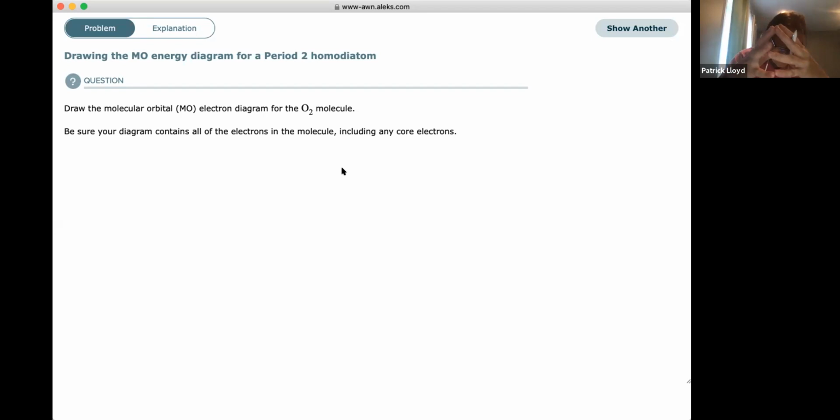So draw the MO energy diagram for period 2 homodiatom. Same problem. We're going to do it for the O2 molecule now. Okay, include the core electrons. Okay, so the diagrams are in Alex.